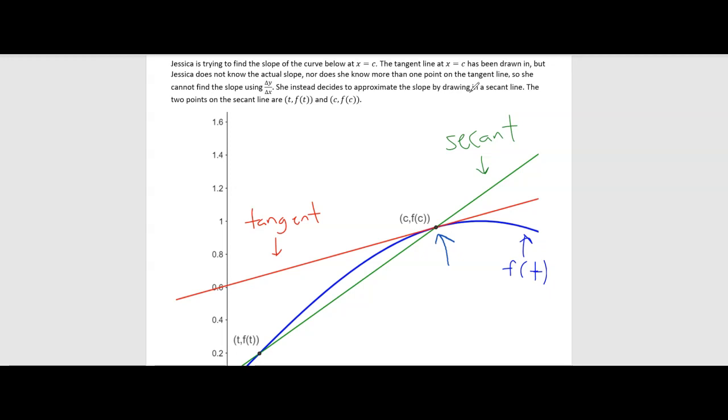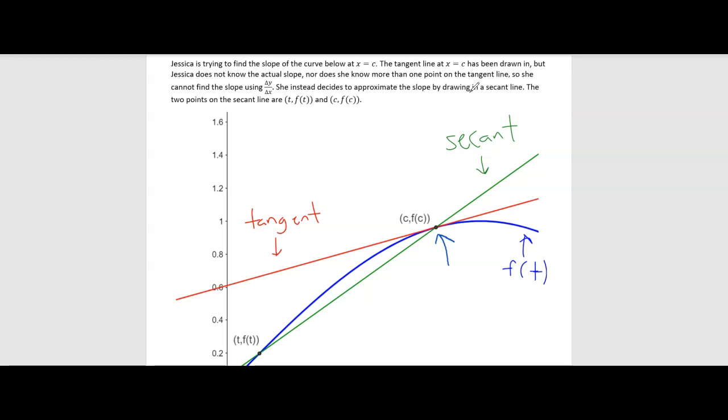So the tangent line has been drawn in, that red line, and quick refresher of what a tangent line represents. A tangent line will have the same slope of the function at the point that it intersects the function, right? So the tangent line here intersects the function at x equals c, which means the slope of the red line will be equal to the slope of the blue curve specifically at that given point.